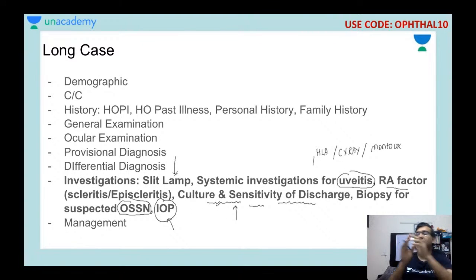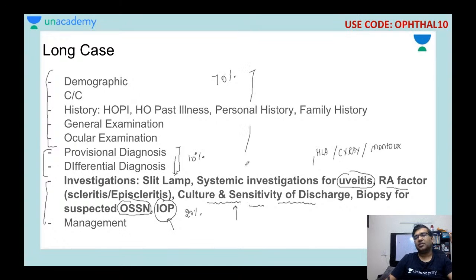So remember, most of the work is done. You get 70% of your marks if you go up to this level, up to the examination. 10% is regarding your provisional and the differential diagnosis. 10% marks are here, and the rest 20% marks are about the investigation and management. Okay, so see, 80% of your marks are secured even if you do not know what the management is.